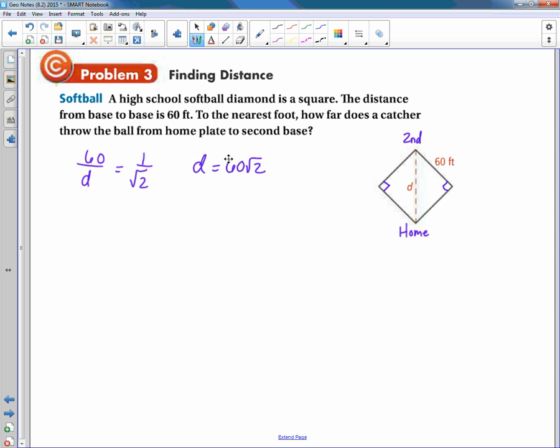Now, in order to find what that is to the nearest foot, I'll have to actually punch the square root of 2 into my calculator. And 60 times the square root of 2 is approximately 85 feet. Okay, so that gives you your 45, 45, 90 triangle.